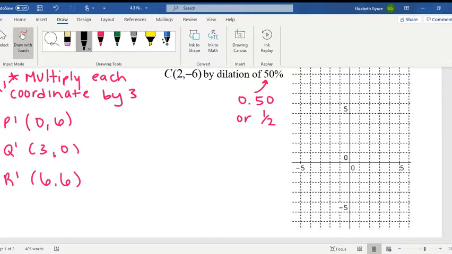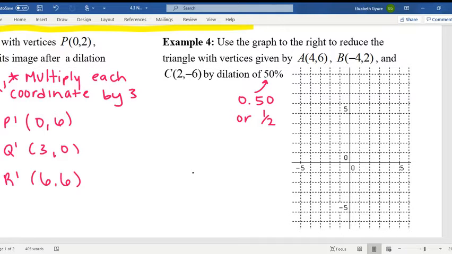All right, so let's graph our original. 4, 6 is A. -4, 2 is B. And then C is 2, -6 down here.